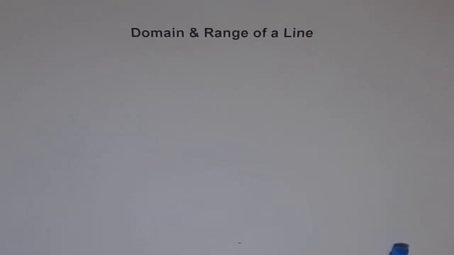Hello, let's discuss the domain and range of a line. Many times when I ask this question, I get a wrong answer. What is the domain and range of a line? Well, 90% of the time students will say all real numbers for both domain and range without even looking at the line. Let's take some examples and try to understand the whole concept.